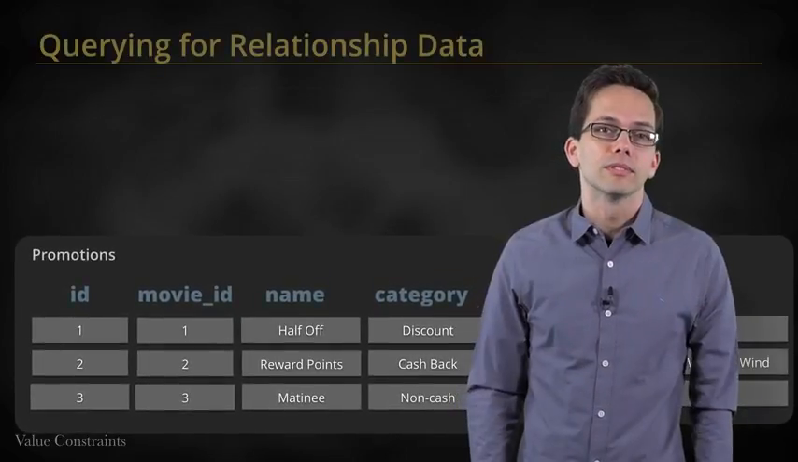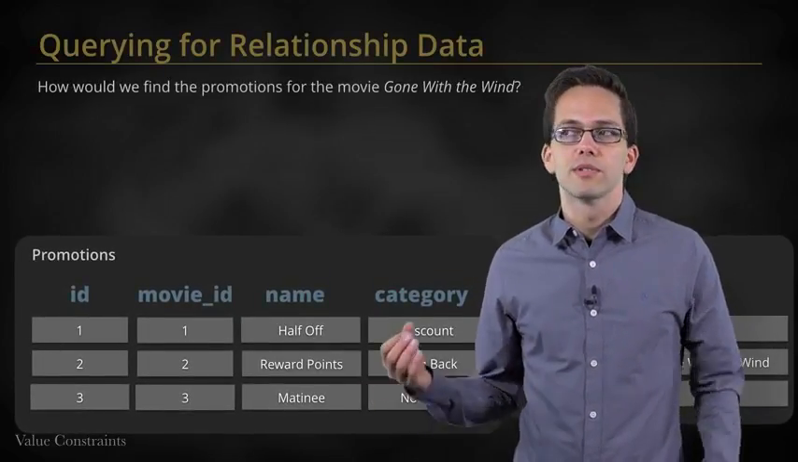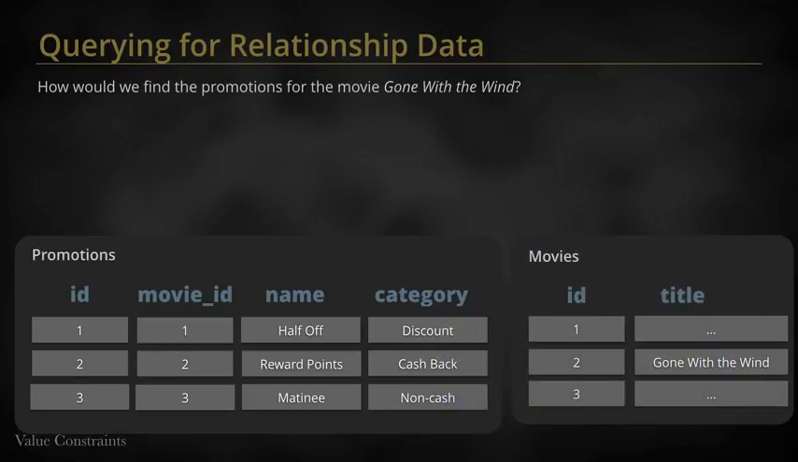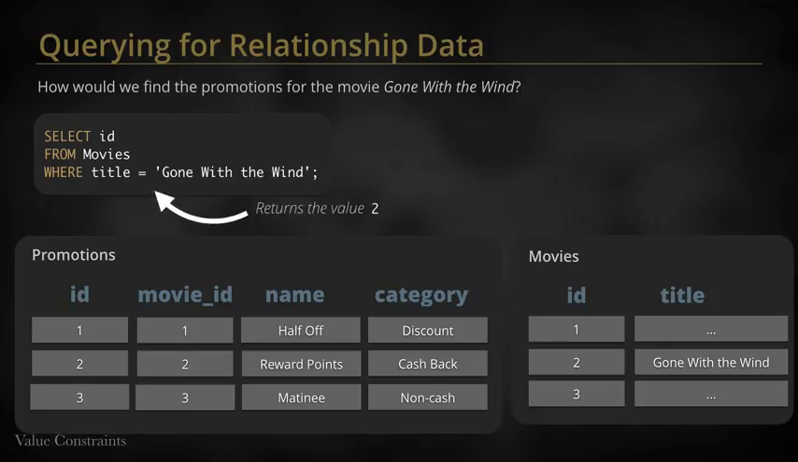Using these new tables, how do you think I would find promotions for the movie Gone with the Wind? Well, I would have to do two queries. First, if I didn't know it already, I would have to find the ID for the movie Gone with the Wind, like so. That would return the value 2. I can then use that value in a second query on the promotions table to get the name and the category, and I would need to specify the foreign key movie ID equals 2.